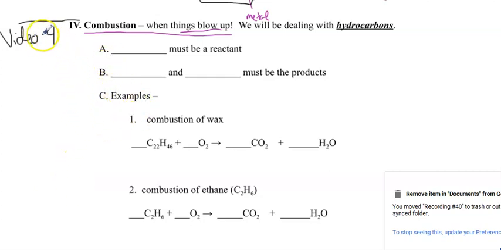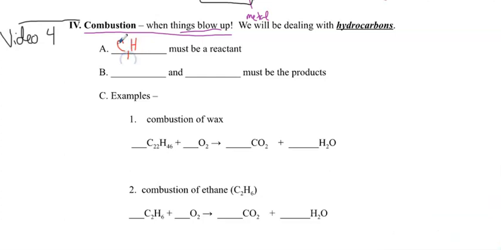We are on video 4, learning how to identify combustion reactions, where things blow up. We will be dealing with hydrocarbons. So the first thing we need to know is that hydrocarbons are made up of CH, carbon and hydrogen. Hydro means H, and carbon means our C. A hydrocarbon must be a reactant. We have one other thing that also must be a reactant: oxygen, either part of the hydrocarbon or just in the ambient room around. There needs to be oxygen for the fire to burn.